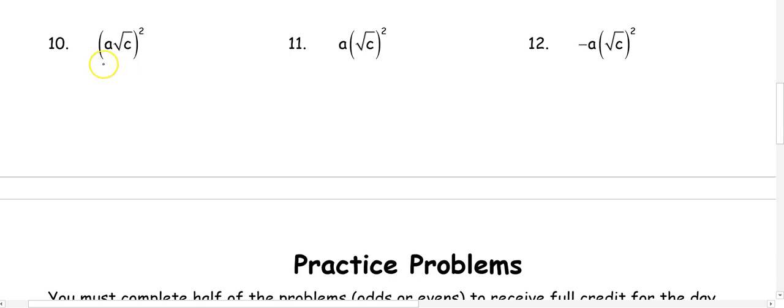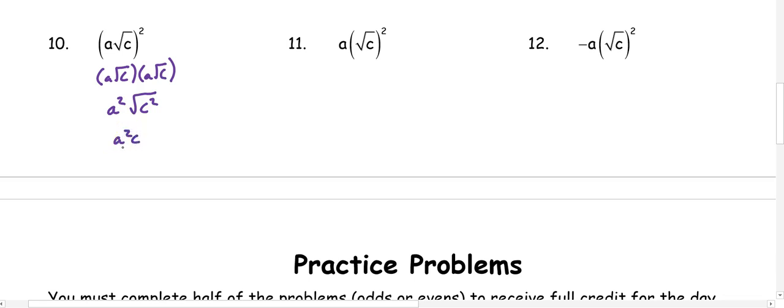Number 10, parentheses a root c squared. So we're going to rewrite this as a root c times a root c. So a times a gets us a squared. Root c times c is c squared. The square root of c squared is just c, so we have a squared c.